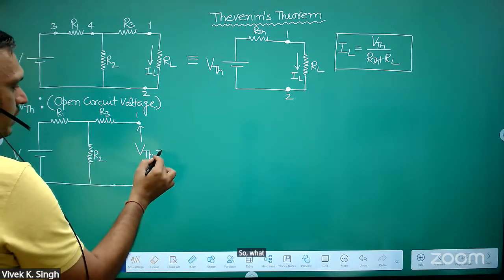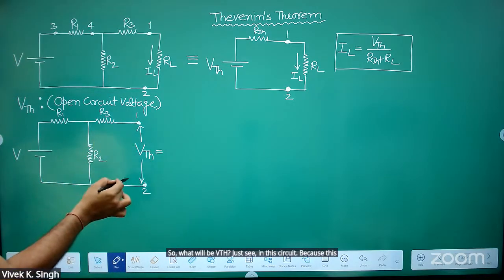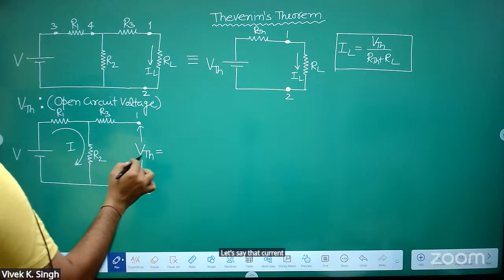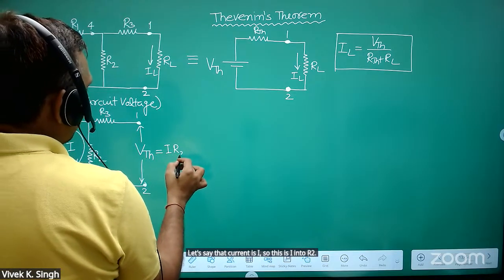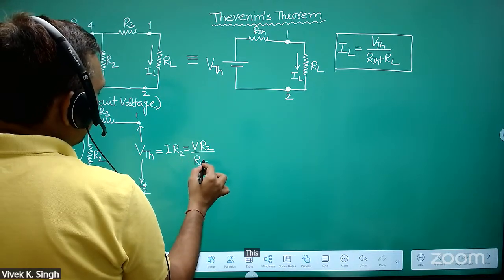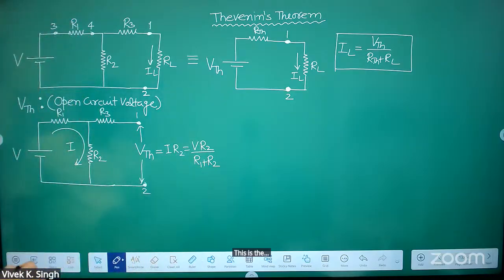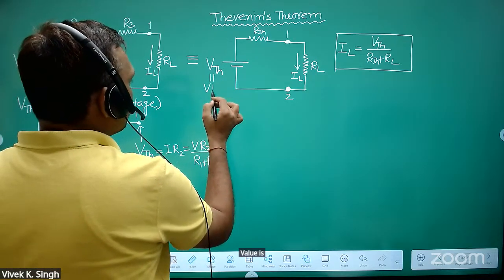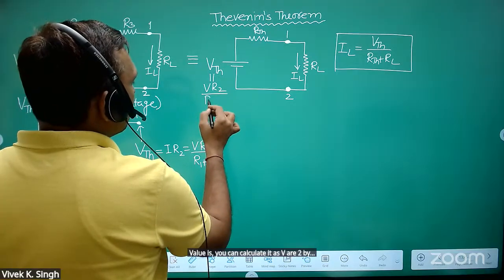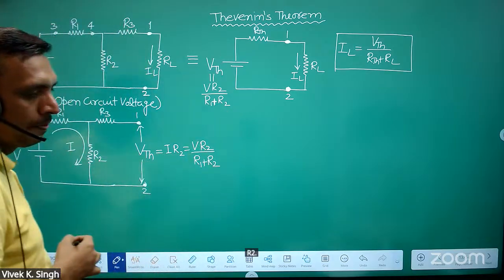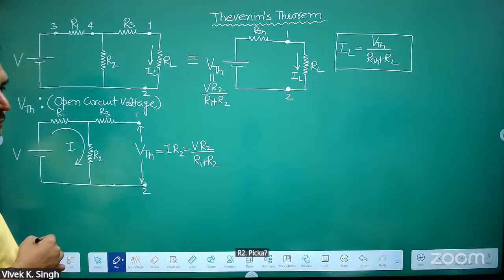So what will be VTH? Just see in this circuit, because this is open circuit path, so current will flow in this part only. Let's say that current is I, so this is I into R2, and that will be given by VR2 by R1 plus R2. This is the Thevenin's voltage or open circuit voltage. So VTH value, you can calculate it as VR2 by R1 plus R2. Is it clear?